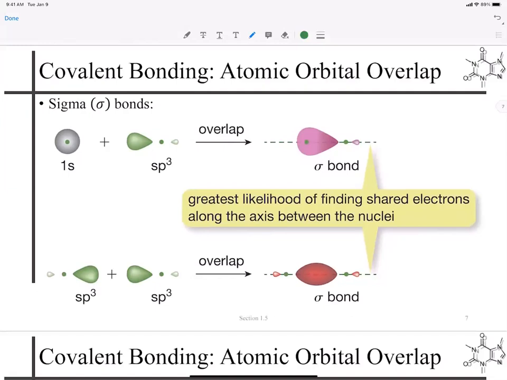Okay, let's talk a little bit about bonding in organic compounds. So these lines that we draw in between these different atoms, these single, double, and triple bonds, are known as covalent bonds. And the covalent bonds are essentially a sharing of electrons in between two different atoms.